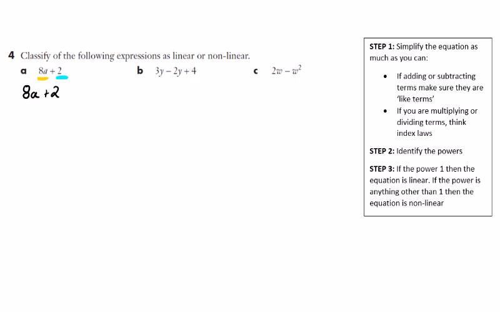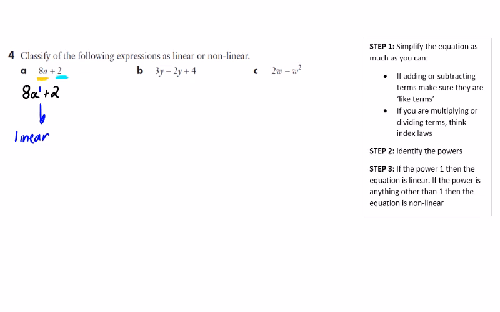Step 2 is identify the powers. We only have one power here, and that is on the a, and if there is no power, it's going to be to the power of 1. Step 3, if the power is 1, then the equation is linear, and if the power is anything other than 1, then it's non-linear. Because we have the power of 1, we can say that this is going to be a linear equation.